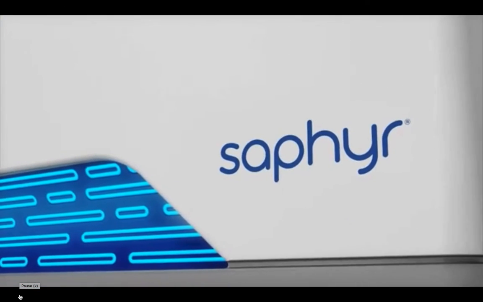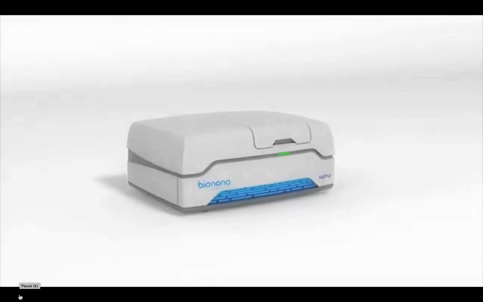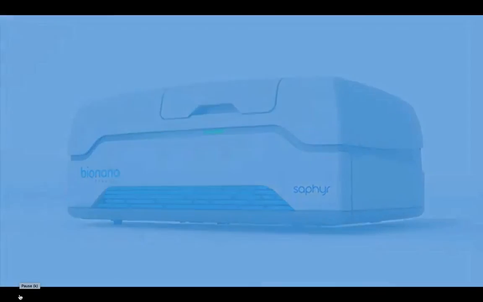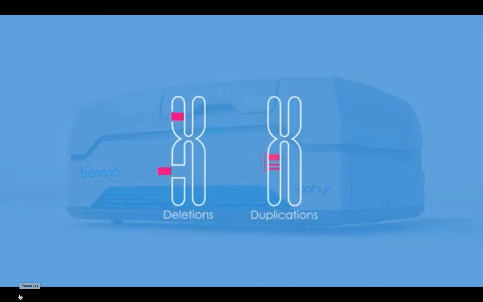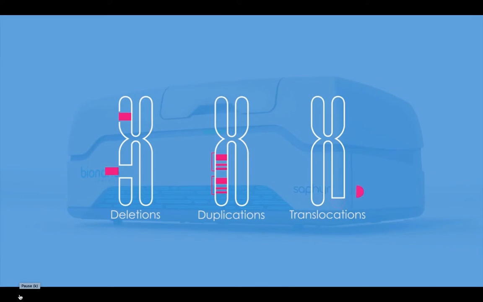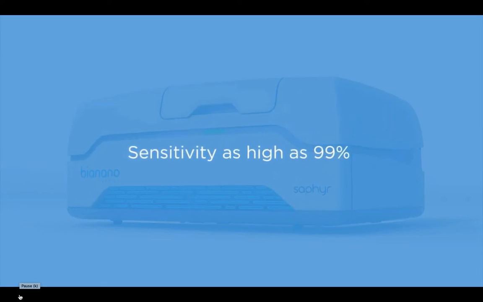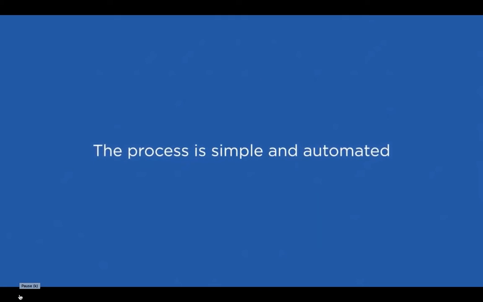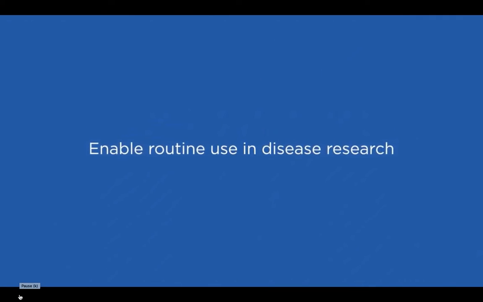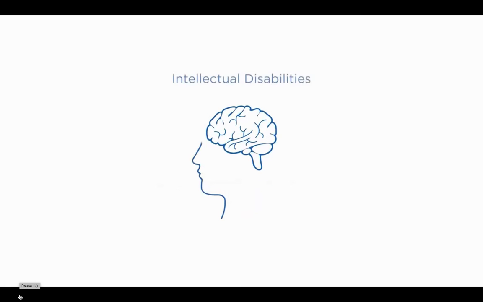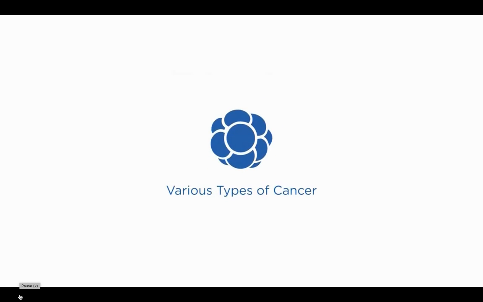This is Sapphire from Bionano Genomics. With it, you can directly image the genome at high resolution to detect variations such as deletions, duplications, translocations, and inversions, known as structural variations, with sensitivity as high as 99%. The process is simple and automated to enable routine use in disease research. Structural variation commonly occurs in a broad range of diseases, including neurodegenerative diseases, intellectual disabilities, and various types of cancer.